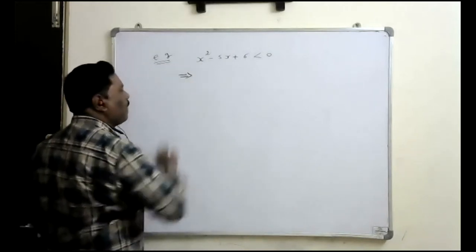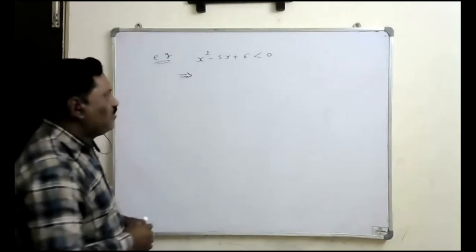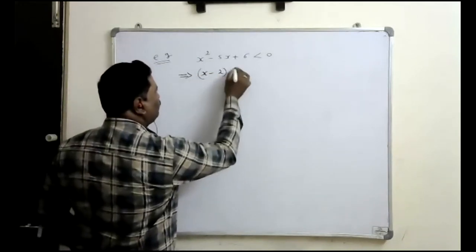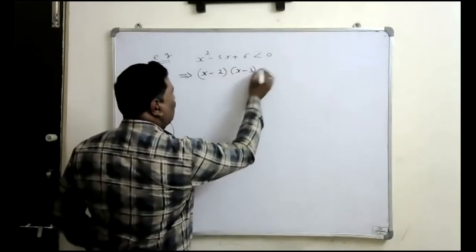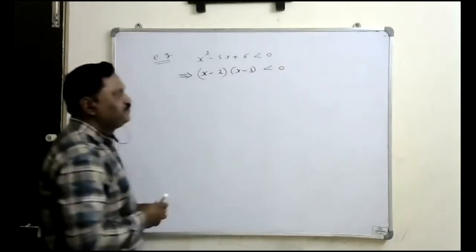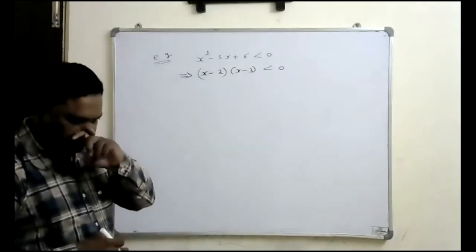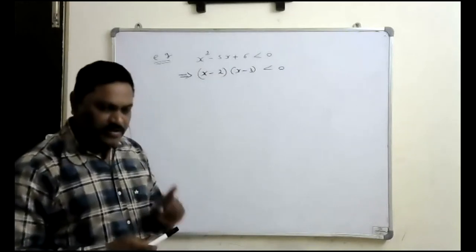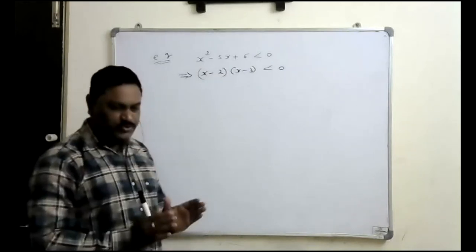Factors of this? 3 and 2. Which 2? x minus 2 into x minus 3 are the factors. Less than 0, right? What are the roots of this? The roots are 2 and 3. 2 and 3 are the roots.